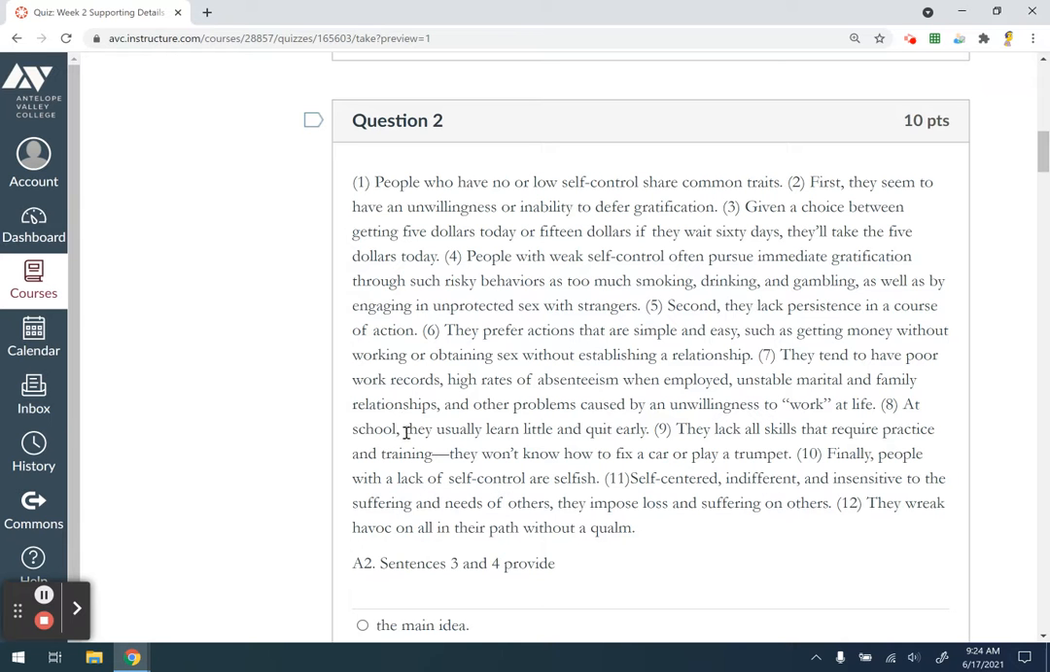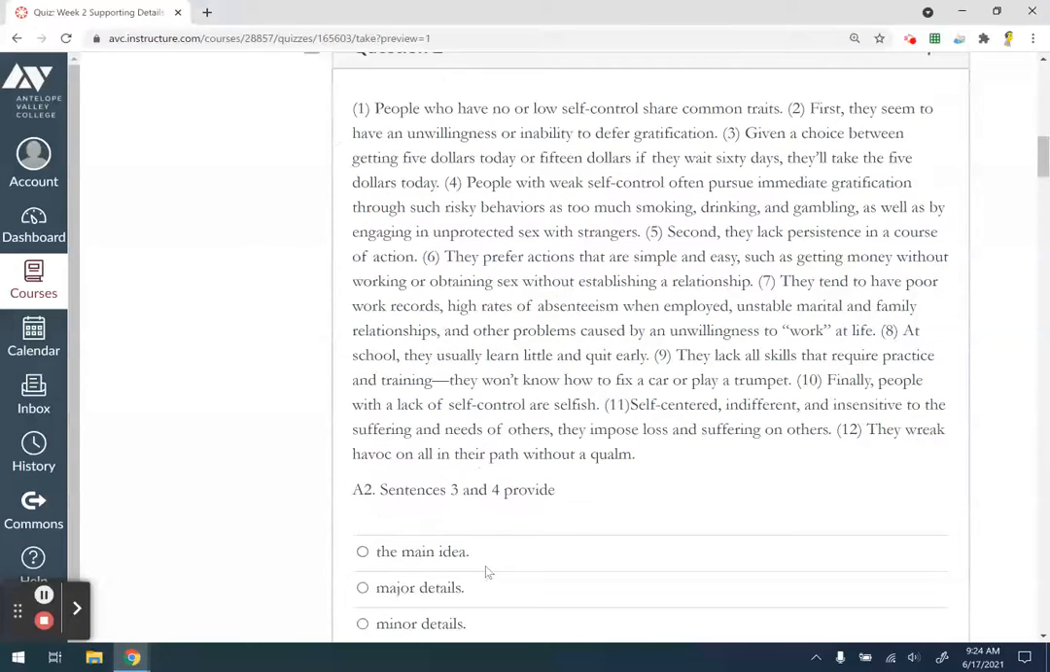At school, they usually learn little and quit early. They lack all skills that require practice and training. They won't know how to fix a car or play the trumpet. Finally, people with a lack of self-control are selfish, self-centered, indifferent, and insensitive to the suffering and needs of others. They impose loss and suffering on others. They wreak havoc on all in their path without a qualm. So sentences 3 and 4 are what we're supposed to be looking at.